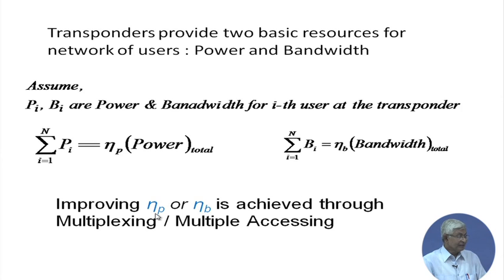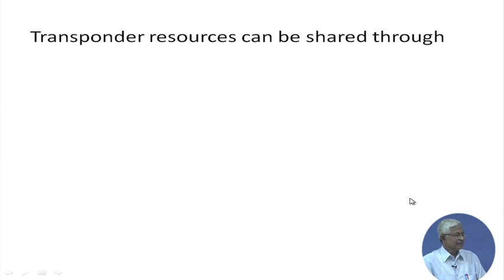Now, improving this eta p and eta b is achieved through multiple accessing, and sometimes it can be called multiplexing in some cases. So, that is the issue. I have shown in terms of power and bandwidth, it can be done in other parameters also. The transponder resources can be shared through many ways.